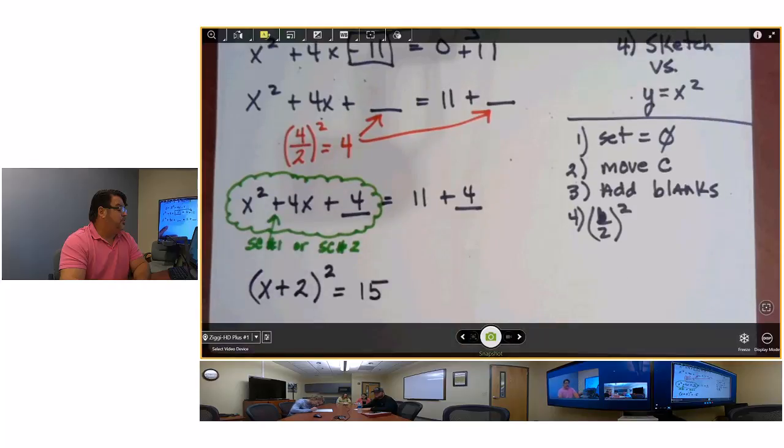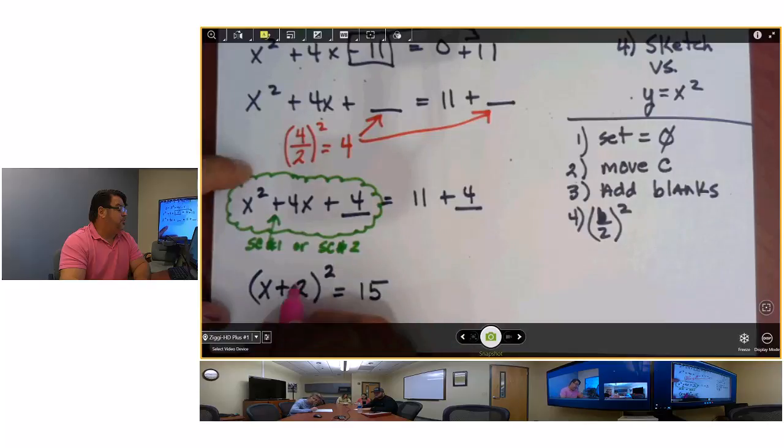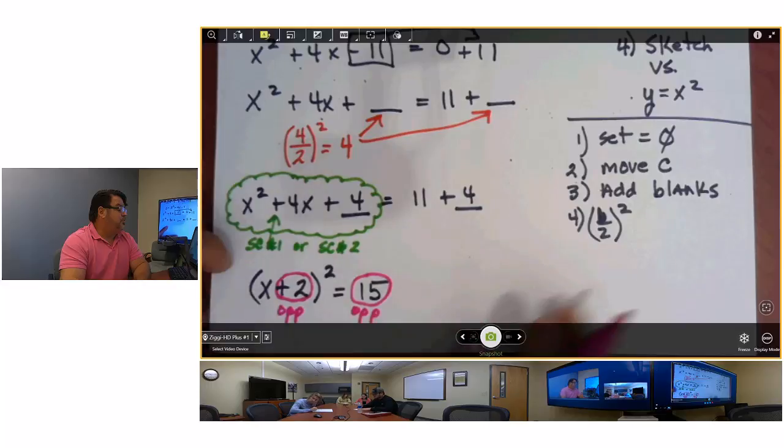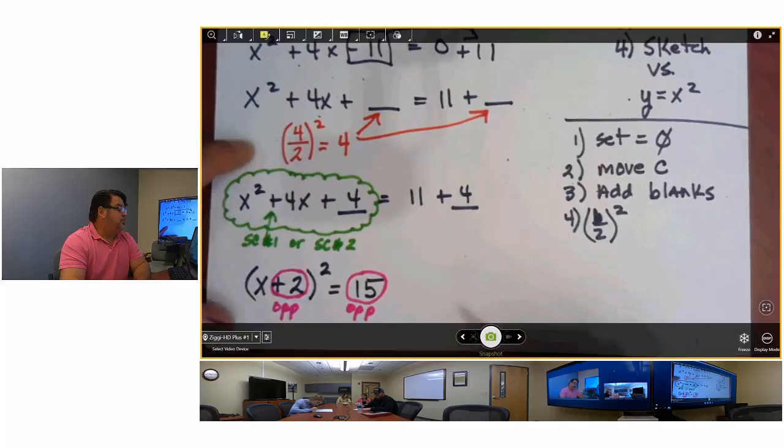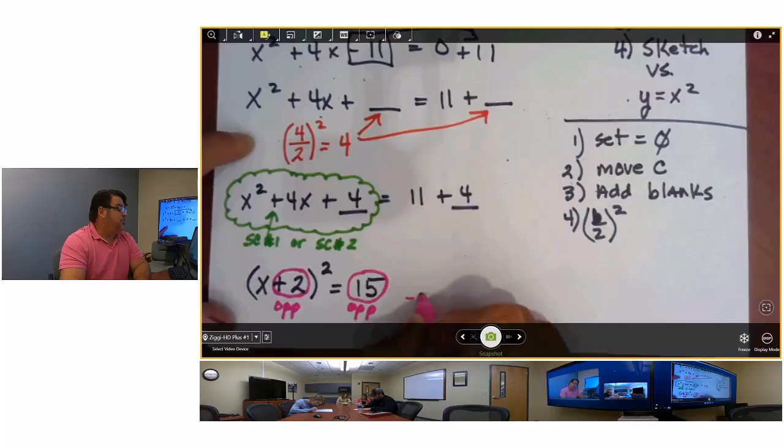Now at this point, you have the vertex. You take the opposite of this guy and the opposite of this guy. And that will give you a negative 2 and a negative 15. And that's your vertex.